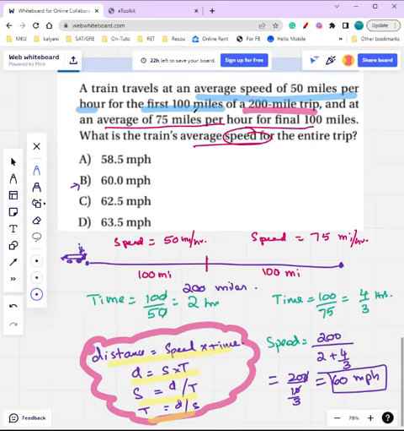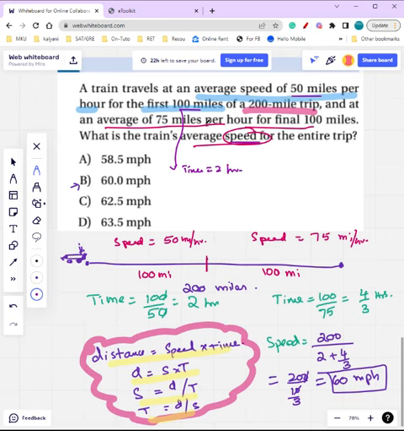Now look at it, and in your brain you have that thought process for the first 100 miles. Because you're finding speed, the formula we already know is distance over time. So I know the distance already, all I need to know is the time. Right here is 100 miles at 50 miles per hour, so the time here is 2 hours, because 100 divided by 50 is 2 hours.